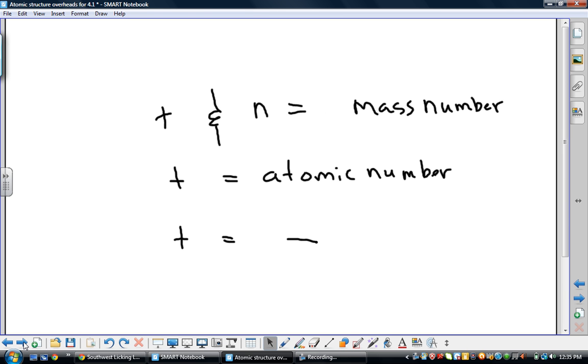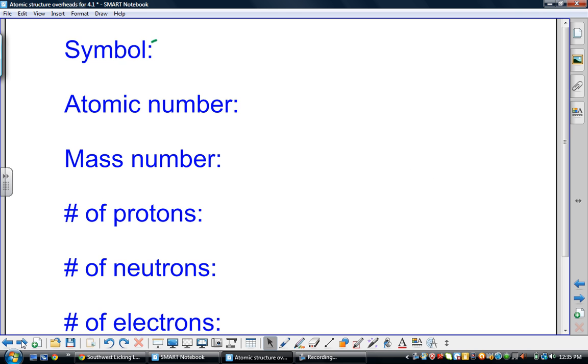A couple little rules to make this pretty straightforward. If you add together the number of protons and the number of neutrons, you get the mass number. The number of protons is the atomic number, and for right now, the number of protons is equal to the number of electrons. So we worked on some things like this. We went through a worksheet on this. If I tell you any two of these, you can figure out the rest.